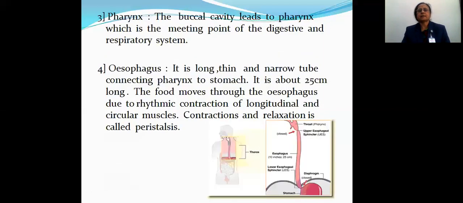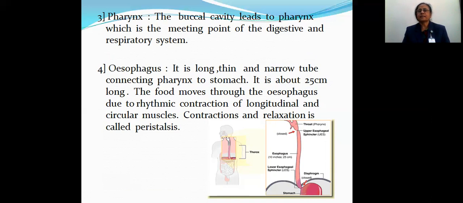The next part is the esophagus. The esophagus is a long tube, approximately 25 centimeters long. Food is pushed by peristalsis movement. The peristalsis movement takes place in the esophagus.